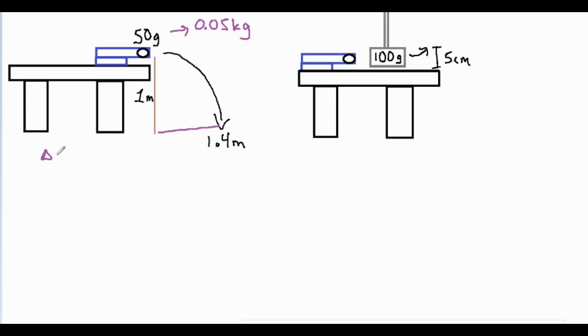So at this point, we have a delta y value of -1 meter because it's displaced 1 in the downward direction, and then we have a delta x value of 1.4. So let's go ahead and solve for the time first, and then go ahead and use that time to solve for our horizontal velocity, and utilizing this 1.4 as well.